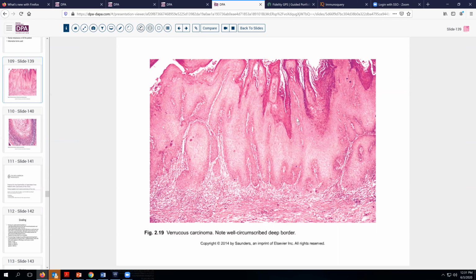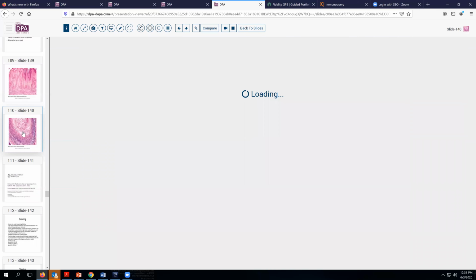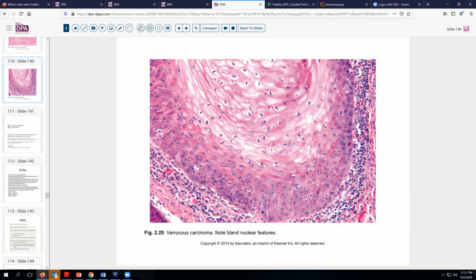So here's an example. You get these long church spire-like papillae, papillary proliferation, variable hyper and hypogranulation, and then this basilar pushing appearance. Very well circumscribed. And as you'll see here at high magnification, really well differentiated. Very little atypia associated with this as you compare the top to the bottom.